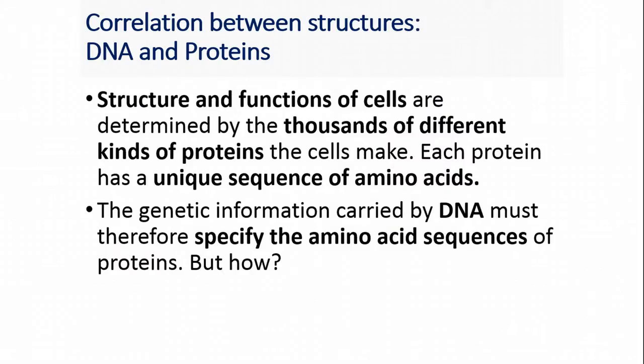So the structure and function of cells are determined by the thousands of different kinds of proteins that the cells make. So the proteins are mostly what do things in the cell, but each protein, of course, is made up of a primary sequence of amino acids. So a protein's function is based on its shape, folded in 3D, and the charge variations throughout that shape. However, genetic information is based on a sequence of nucleotides, and that sequence of nucleotides determines the sequence of amino acids, and the way the amino acids work together determines how they fold into the final protein shape.